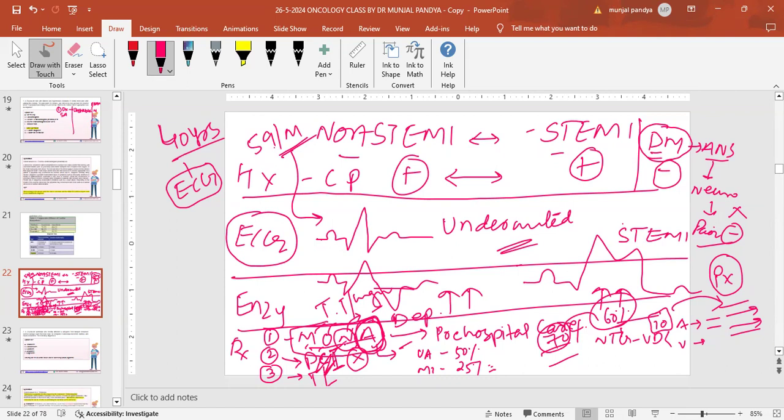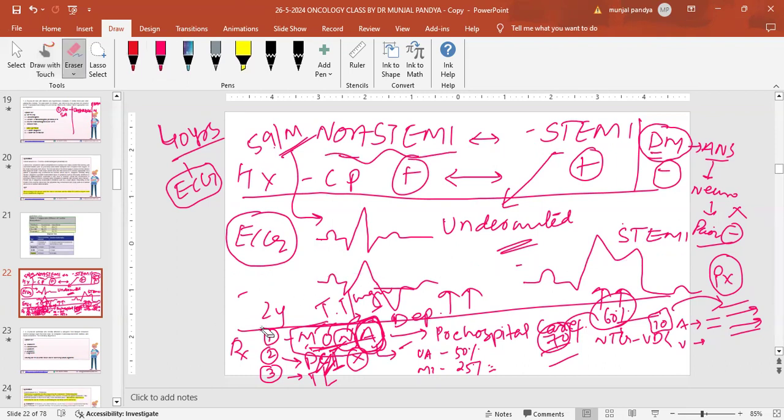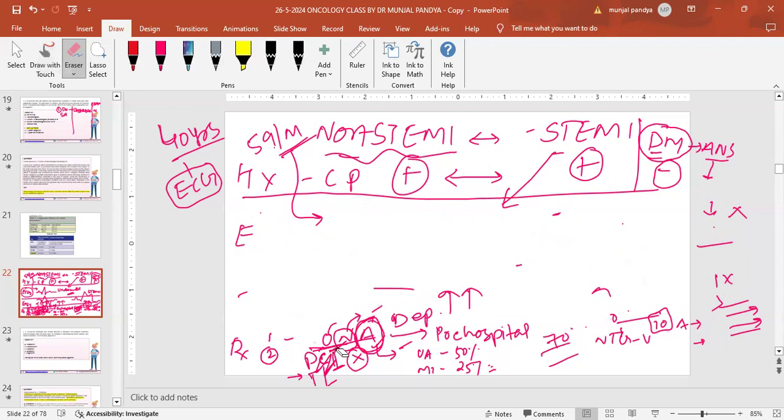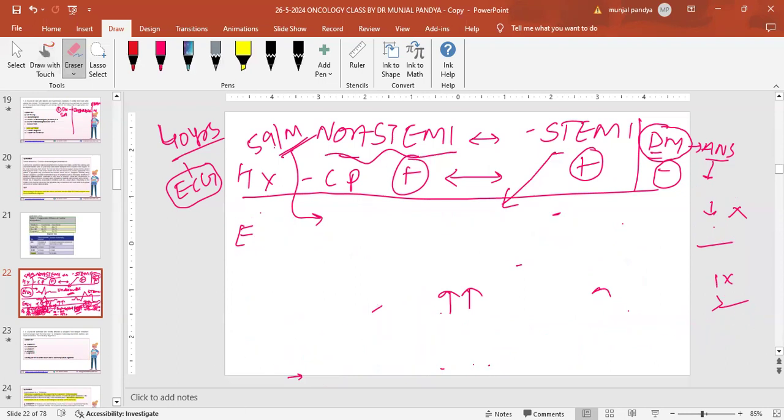So sorry, let me do a little fine adjustment. I thought I was discussing STEMI. So for non-STEMI, first you give the Mona. Let me erase the things for better clarity. Right. So you understand well so far, right? Yes, sir. So treatment is important because these are the things which will save the life. It's life-saving, so we must know it.